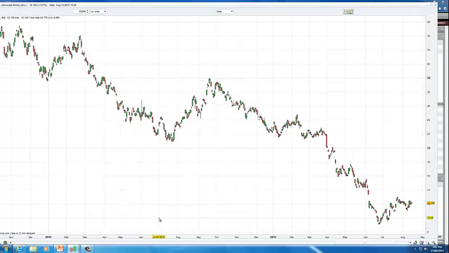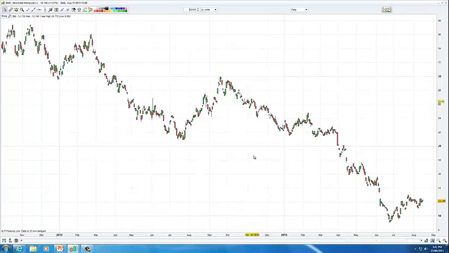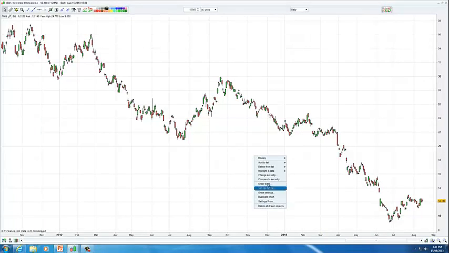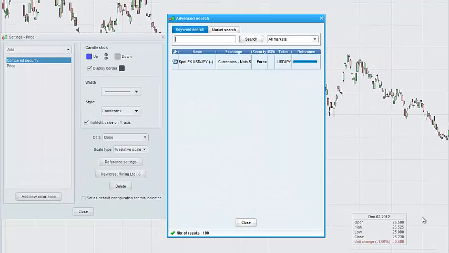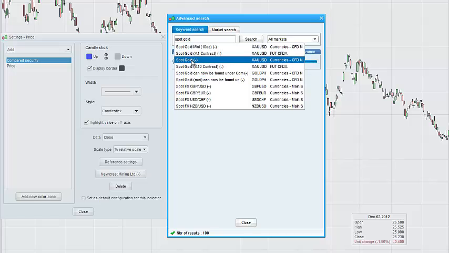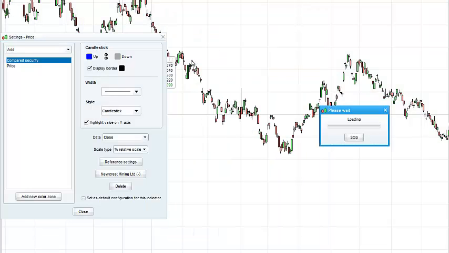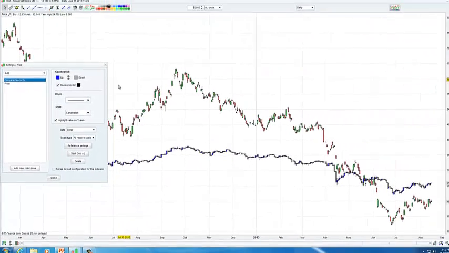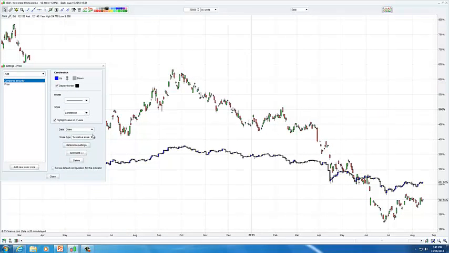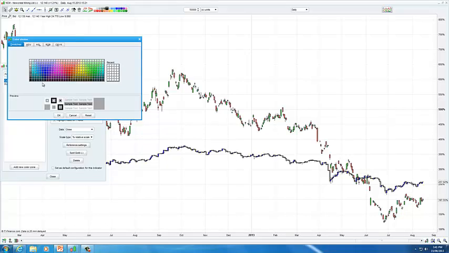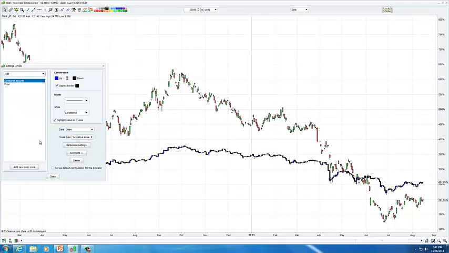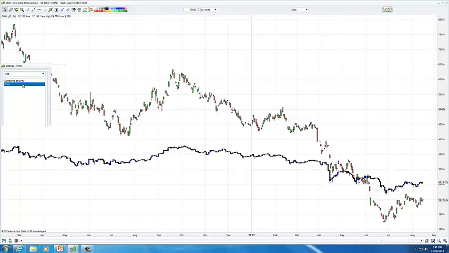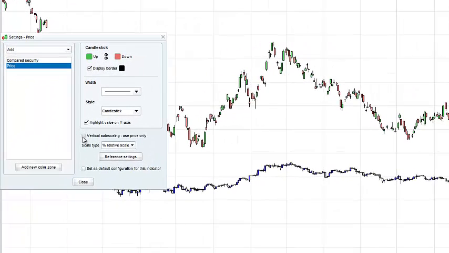And now if I go to Newcrest Mining, and if I want to compare this against the gold price, I right click, compare to security, type in spot gold because that's how it's written on the platform, choose my asset there. I want to change this to be black, I just prefer the colouring. Go to my price, make sure that the vertical autoscaling's unticked, that way we overlap the charts a little bit better. If we go to the relative scale, again we're looking for the performance of a certain time.